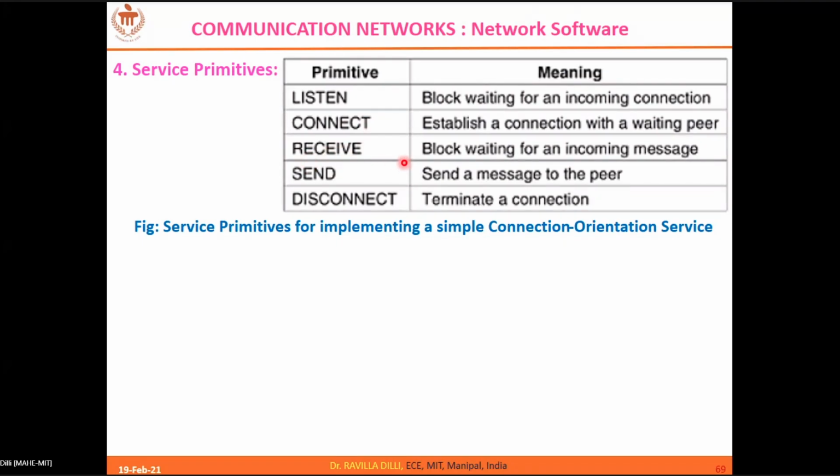And receive. Receive blocks, waiting for an incoming message. So usually the incoming message is from whom? From the server to the client. So the receive primitive usually will be at the receiver, I mean the client, for the data or response that you get from the server. Send: you send some message. It also can be on both sides, when you are sending data to the server. So this primitive will be executed, and similarly during the connection termination phase, the disconnect primitive will be executed.